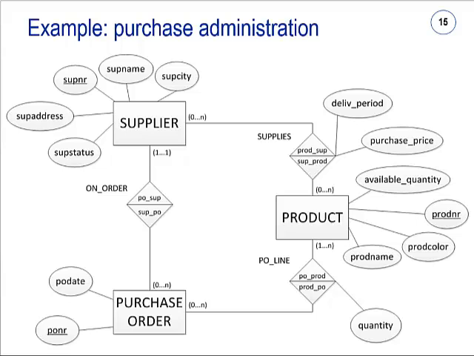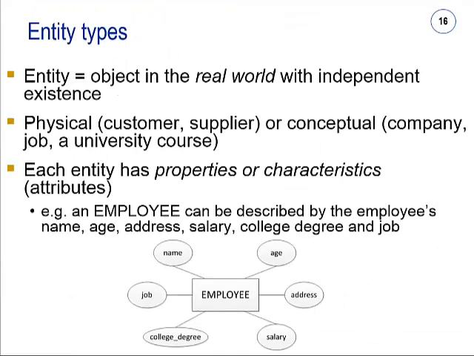Okay, so now you understand the ER model from a high-level perspective. So let's now provide some further detail. In the ER model, the first important concept is entity types, and an entity is an object in the real world with independent existence. It can be physical, such as a customer or a supplier, or it can also be conceptual, such as a company, a job, or a university course.